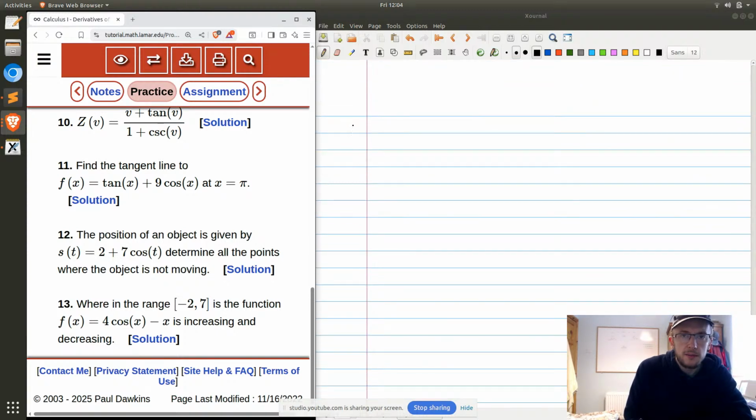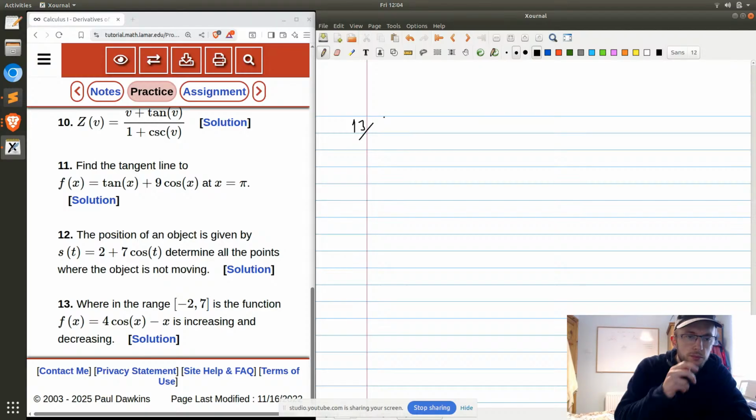Problem 13. Where in the range from -2 to 7 inclusive is the function f of x equals 4 cosine of x minus x increasing and decreasing? So we must differentiate and then find out where the derivative is positive or negative.